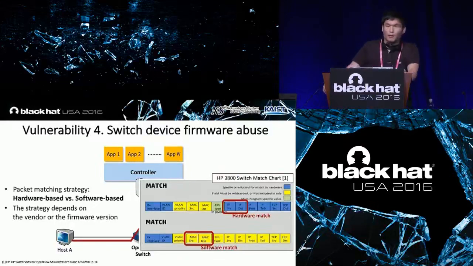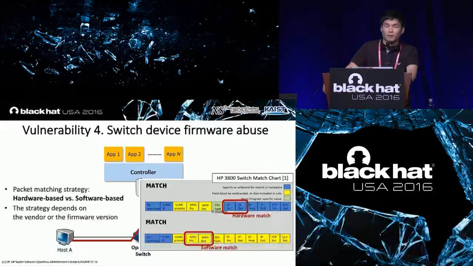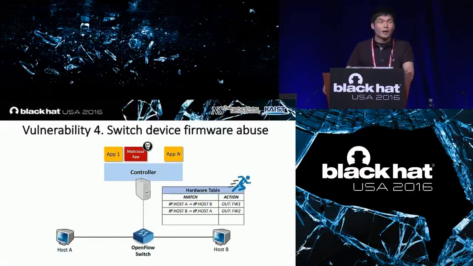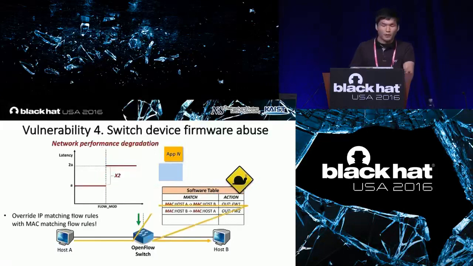In the case of the HP 3800 switch devices used in our demonstration, the flow rules with specific MAC addresses are handled in the software table, as shown in this chart. In our demonstration, to use this strategy, we replaced the existing IP matching flow rules with MAC matching flow rules like this. As a result, as shown in this graph, the packet forwarding latency doubled after the attack.